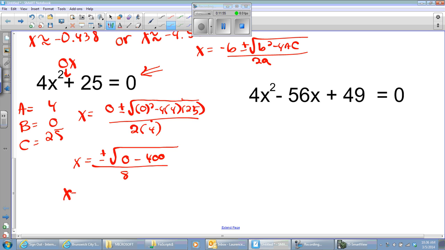And so the x is going to equal plus or minus the square root of negative 400. That should send off some warning bells. Danger, danger, Will Robinson. What's the square root of negative 400? You don't know. There isn't one. This is an imaginary number. You cannot take the square root of a negative. You can take the negative of a square root, but not the square root of a negative.